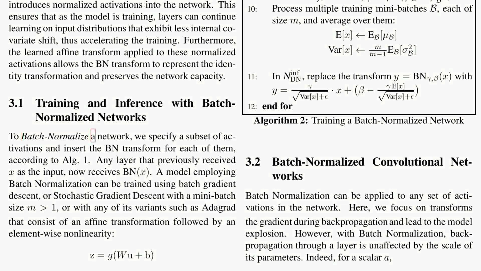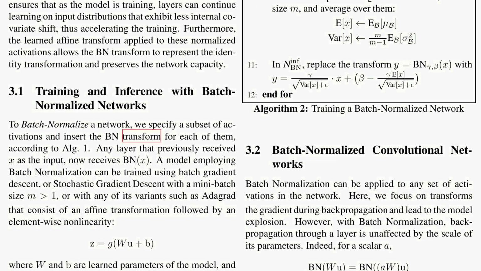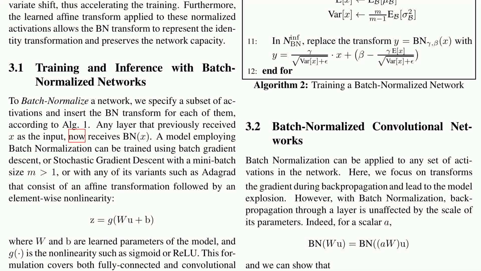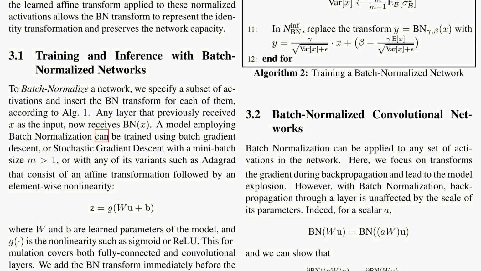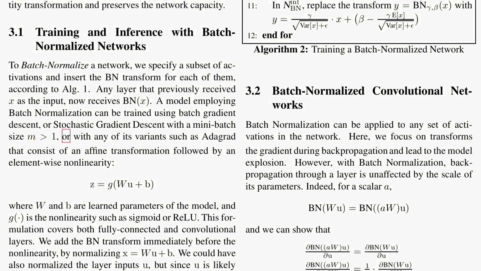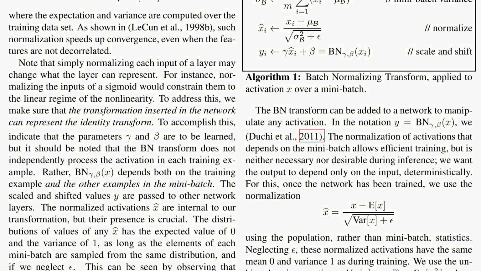Training and inference with batch normalized networks. To batch normalize a network, we specify a subset of activations and insert the BN transform for each of them, according to Algorithm 1. Any layer that previously received x as the input now receives BN(x). A model employing batch normalization can be trained using batch gradient descent, or stochastic gradient descent with a mini-batch size m > 1, or with any of its variants such as Adagrad, Duchi et al., 2011.